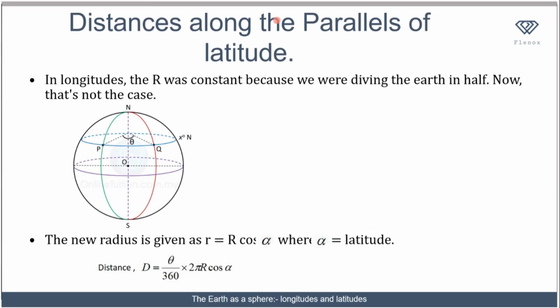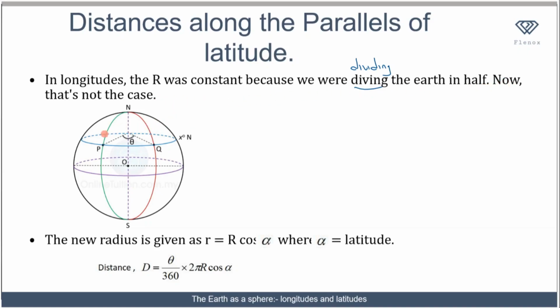Sometimes you want to calculate distances along lines that are not great circles. Not great circle means they don't divide the globe into two equal halves. In longitudes, the radius was constant because we were dividing the earth in half. Now that's not the case.